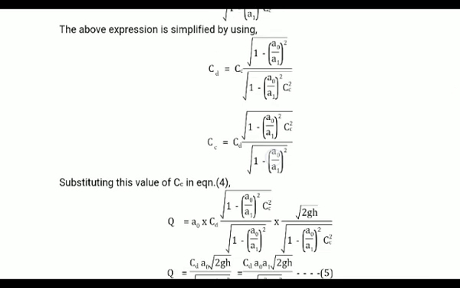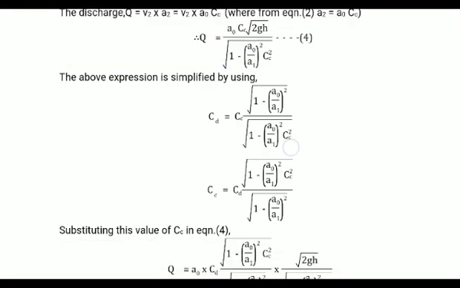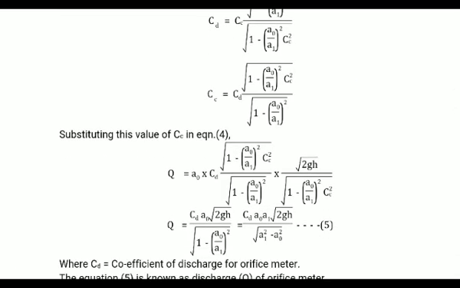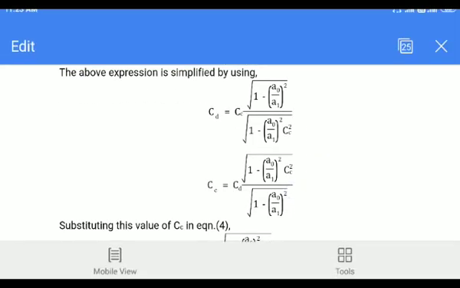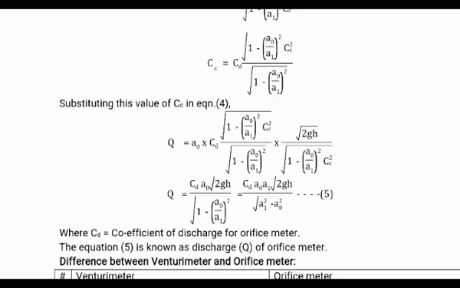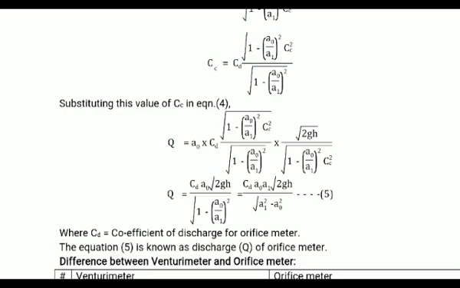Therefore from here we get the Cc value. Cc is obtained by changing this one here, so Cd into this will go up and this will go below. So Cc is equal to this value. Finally, substituting this value of Cc in equation number 4, where Cc is there, I will replace this value. Rearrange it and simplify it.